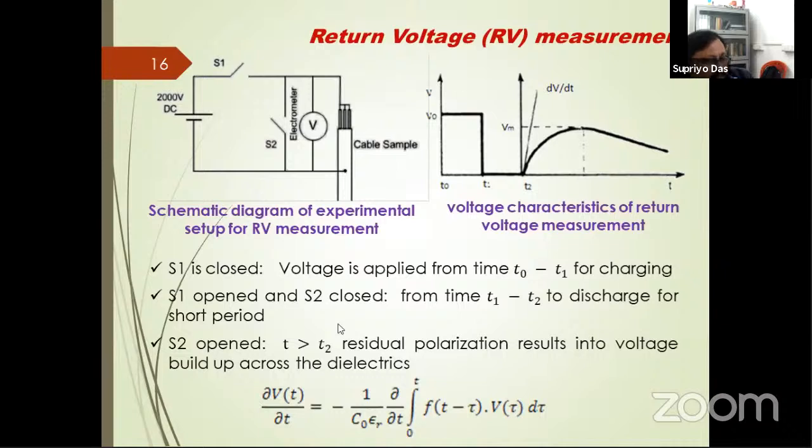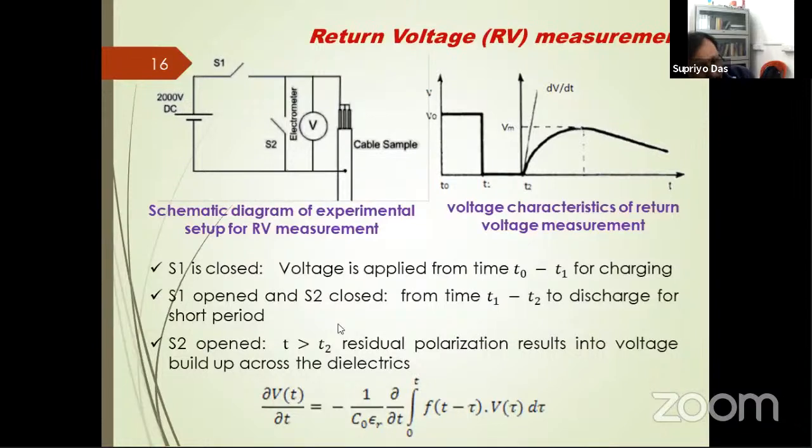Mathematically, if we want to express it, we get this equation: dV/dt, that is the rate of rise of voltage, is proportional to the dielectric response function f(t). So in the polarization depolarization current measurement, the dielectric response is reflected in the form of depolarization current, whereas in the return voltage measurement, the dielectric response is reflected in the form of rate of change of voltage.